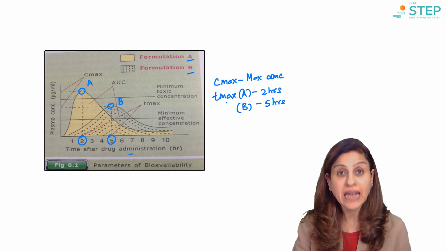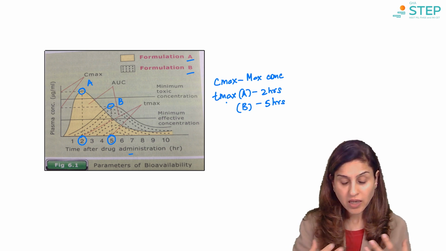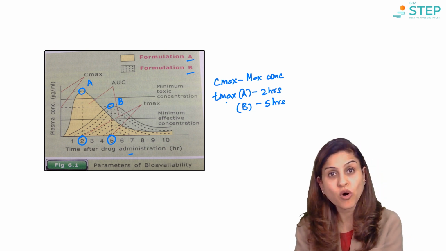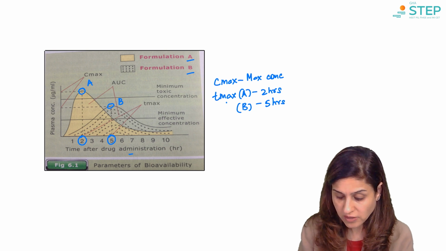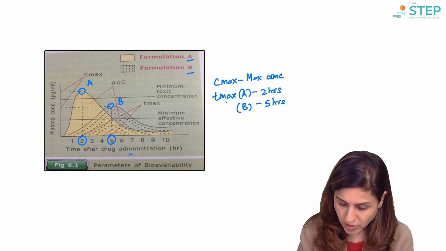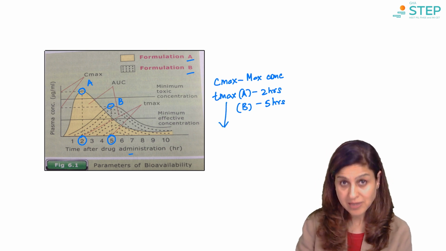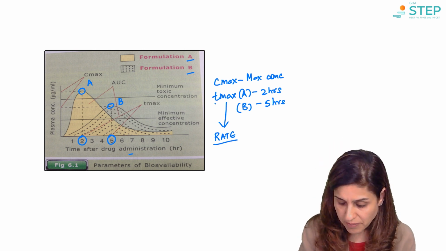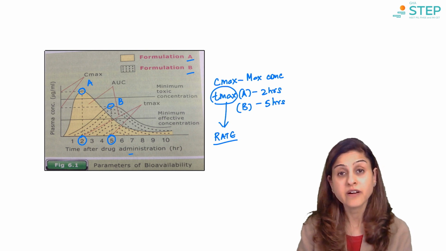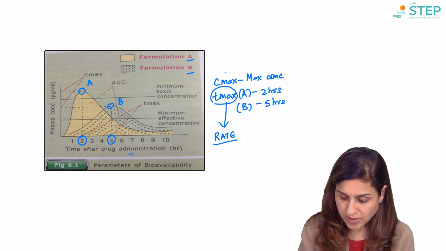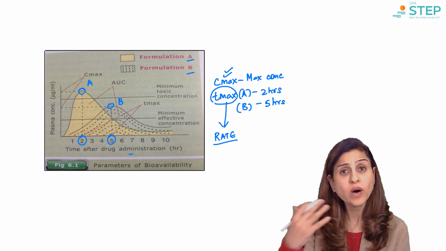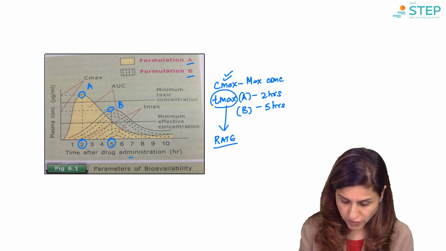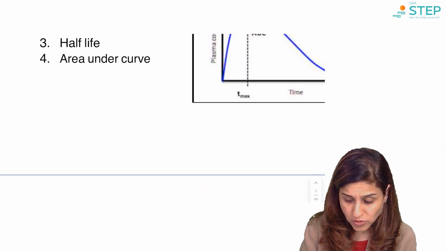That means the rate at which that drug or formulation has been absorbed into the circulation is much faster for formulation A. So this tells you about that speed, and in other terms we can say the rate of absorption of a drug. So Tmax actually depicts the rate of absorption of a drug. Cmax just tells you the maximum concentration of the drug. And let's come back to this here.